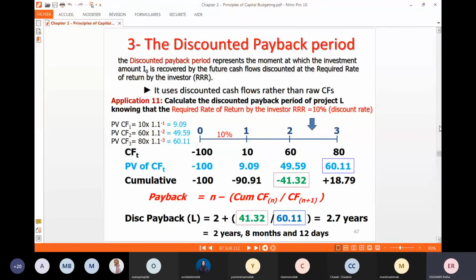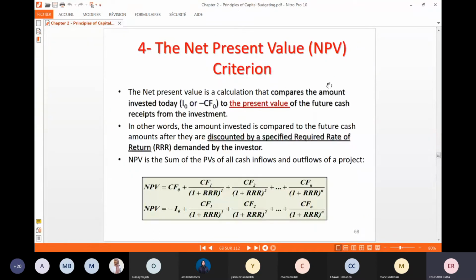When we take the present value of all the cash flows, it becomes the criterion called net present value. It is the present value of all the cash flows: you take each cash flow, compute its present value, and add them all, the inflows minus the initial investment. They call it the net present value, the positive minus the negative, the inflows minus the outflows.